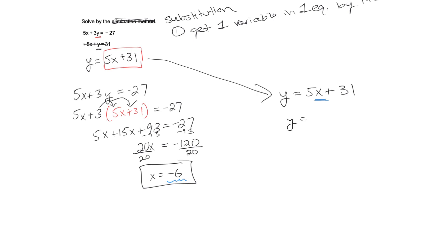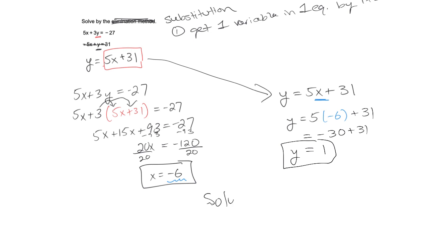So we get y equals 5 times negative 6 plus 31. So we get negative 30 plus 31, which equals 1. So y equals 1. And our final solution, remember, for 1.6 was in coordinates or ordered pair, so x, y, so negative 6, 1 is our solution.